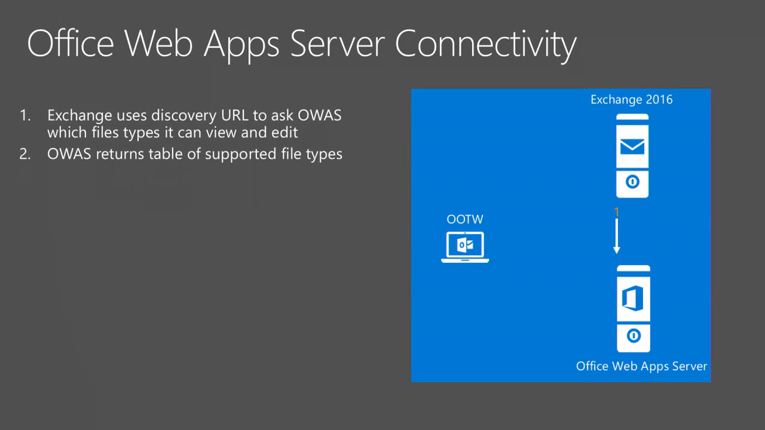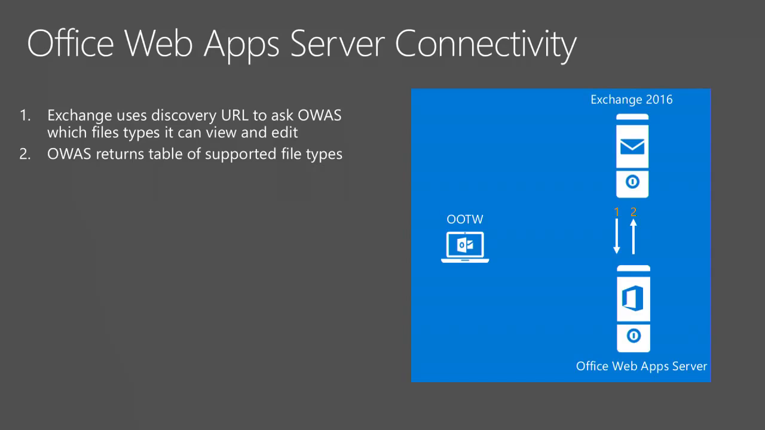Exchange will get back a table. The table will be the list of files that the server supports viewing and editing, so that Exchange can compare it with the file type that the user is asking for. Now, keep in mind, both of these servers are communicating. They're not on the same server because the bits can't coexist on the same server, but they do need to be in the same site, and preferably on a LAN, because they're going to be communicating a lot of information back and forth, including all the attachments.